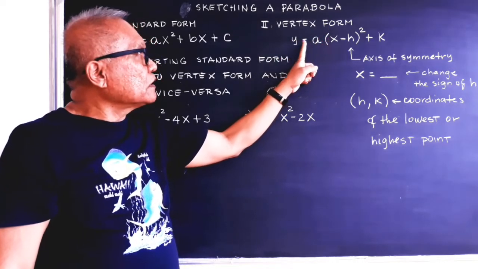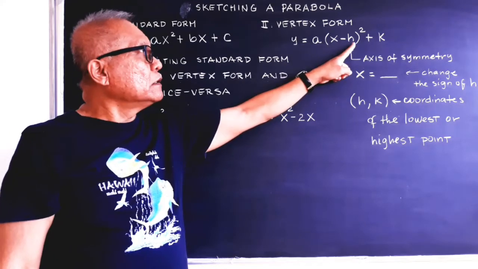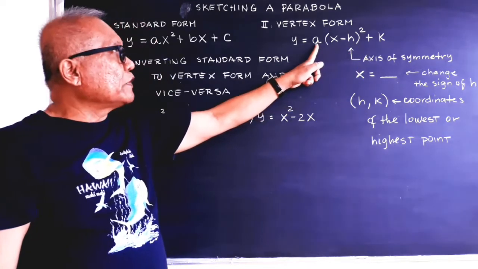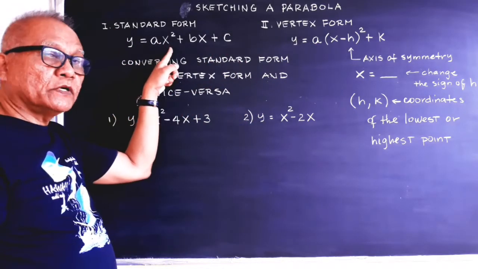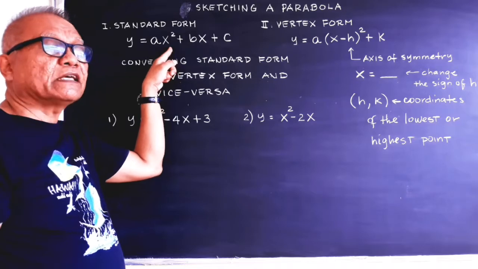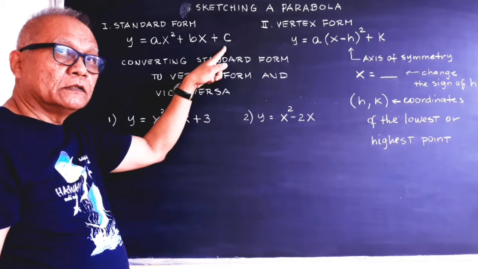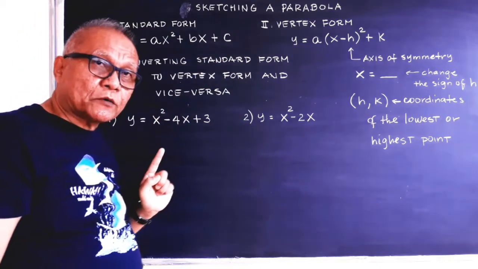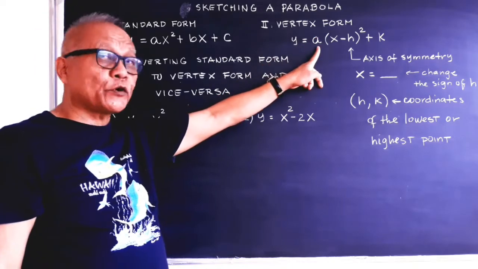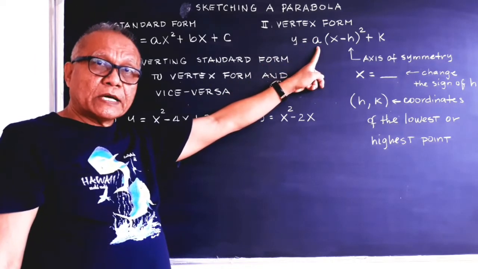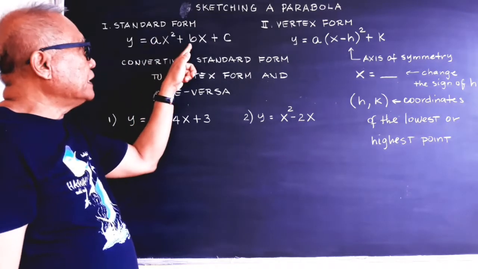So you can see that in the vertex form we have here the square of binomial, we have a constant, and we have an a here. In our standard form, which we use in our quadratic formula, we already have the a, b, and the c. So if we are going to use our quadratic formula, what will you do if that one is in vertex form? You have to convert that one into standard form, so you have your A, B, and C.